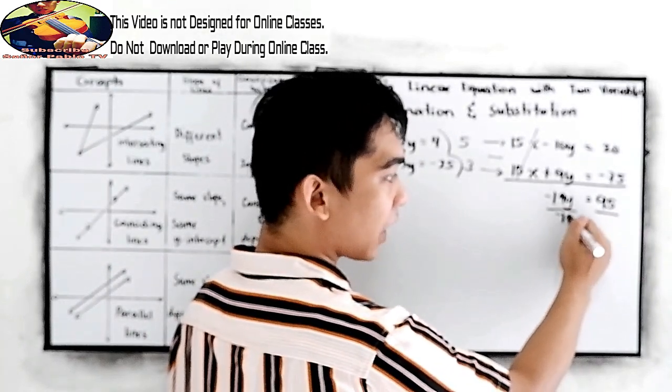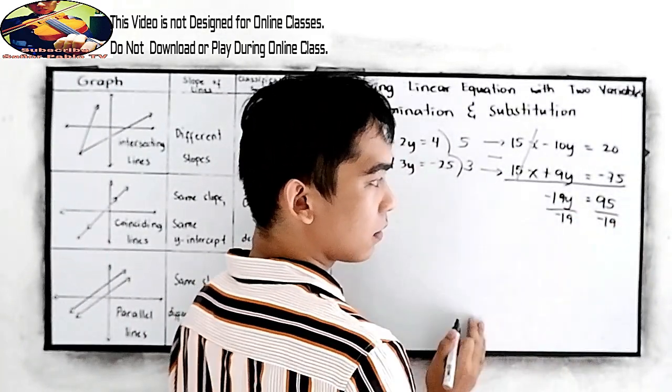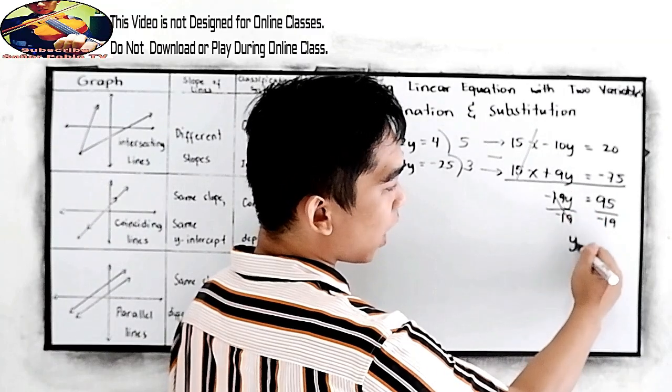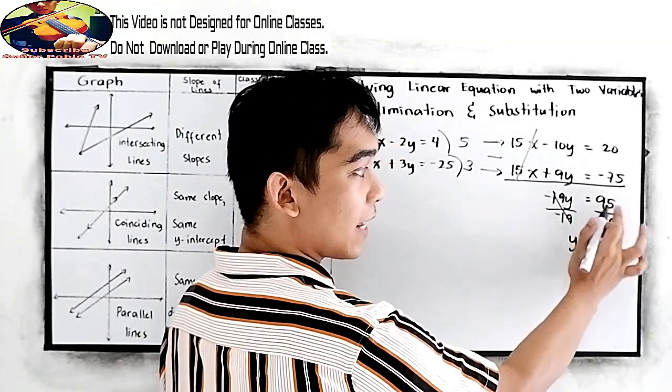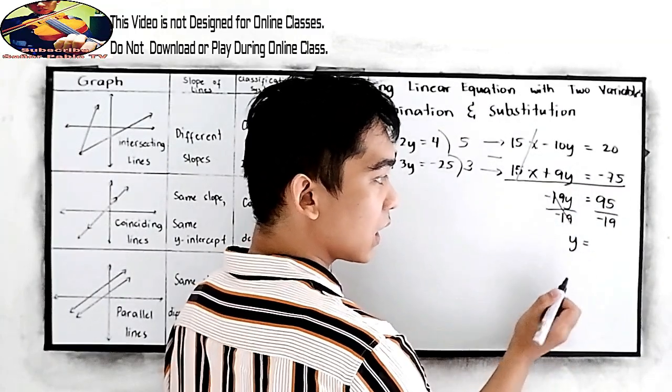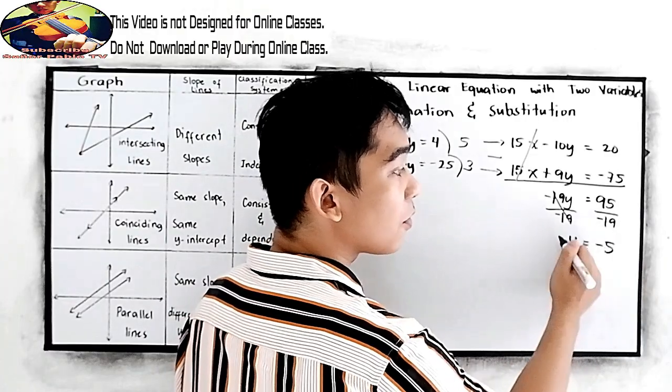Divide by negative 19. So we have y is equal to 95 over negative 19. That is negative 5.